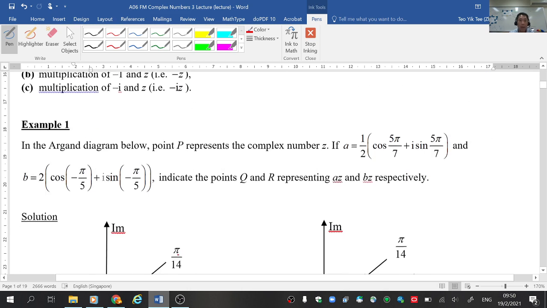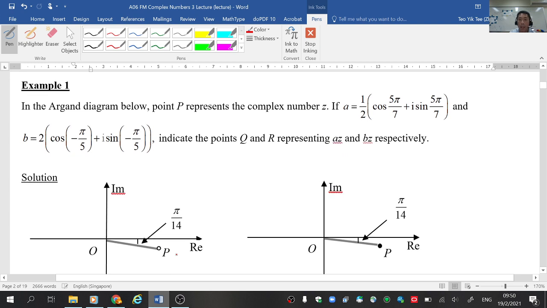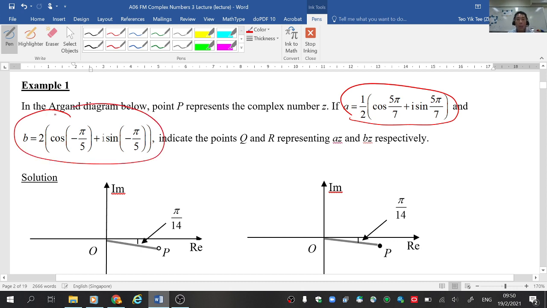The first example: if I have the complex number a, if this represents complex number a and this represents complex number b, what do I mean by az? So for example, point P is this position. az is a multiplication of two complex numbers. In simple graphical language, it is a stretch followed by an anti-clockwise rotation. This is a multiplication. So what is the stretch factor?